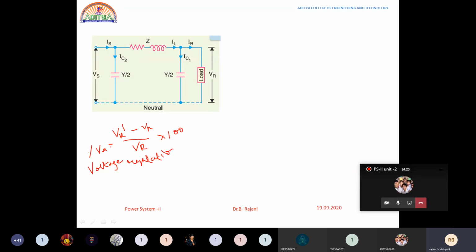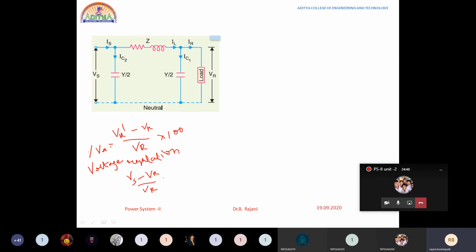Since it is a percentage, we have multiplied it with 100. How can you define the voltage regulation? If you know the data of sending end voltage and receiving end voltage, you can write it as (sending end voltage VS minus receiving end voltage VR) by VR into 100. This is one formula.